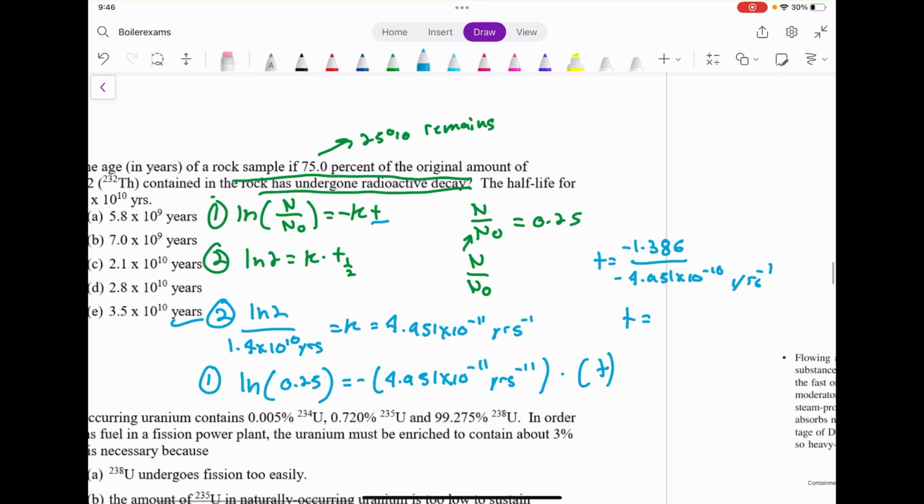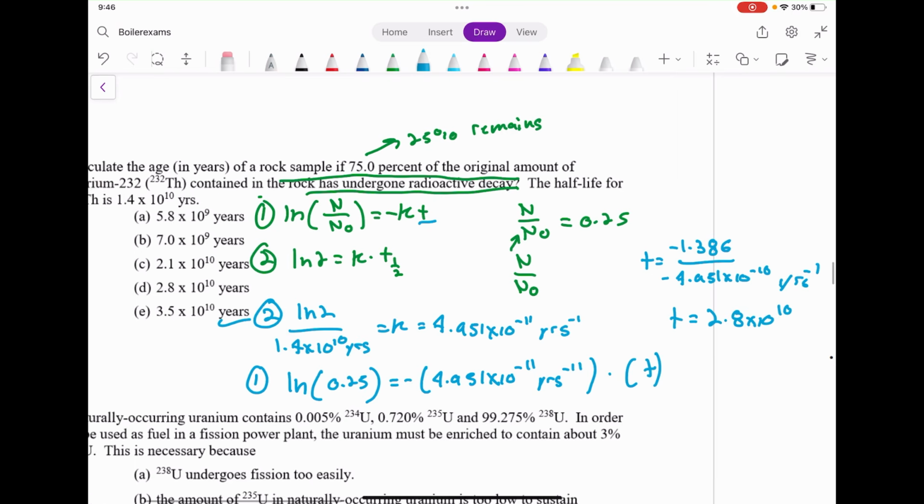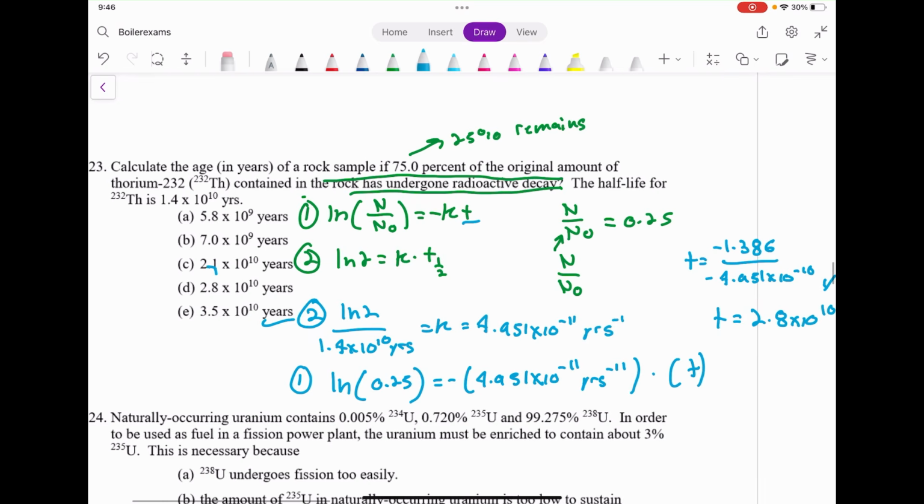And when you solve this, you're going to take your negative 1.386 divided by 4.95, and you get 2.8 times 10 to the 10 years. It's our final answer, which looks like D. 23 D.